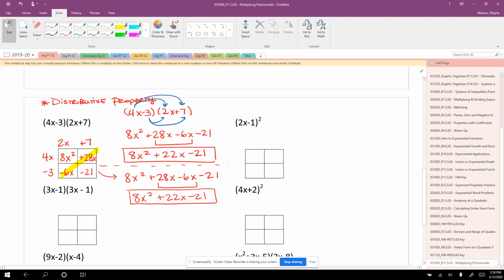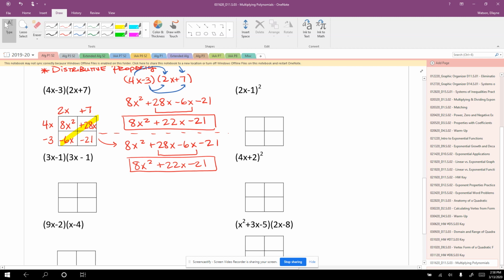Okay, so the next problem is 3x minus 1 times 3x minus 1. So I'm going to write these down the side. So I have 3x minus 1, 3x minus 1. Now note, these are the same, but I do want to write both of them out. So I'm going to go ahead and use the box method, multiply 3x by 3x, and I get 9x squared. 3x times negative 1, I get negative 3x.